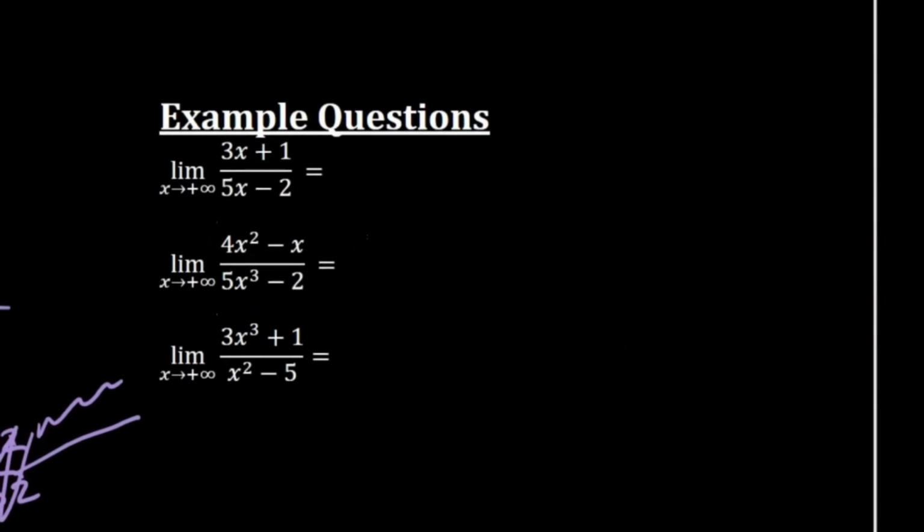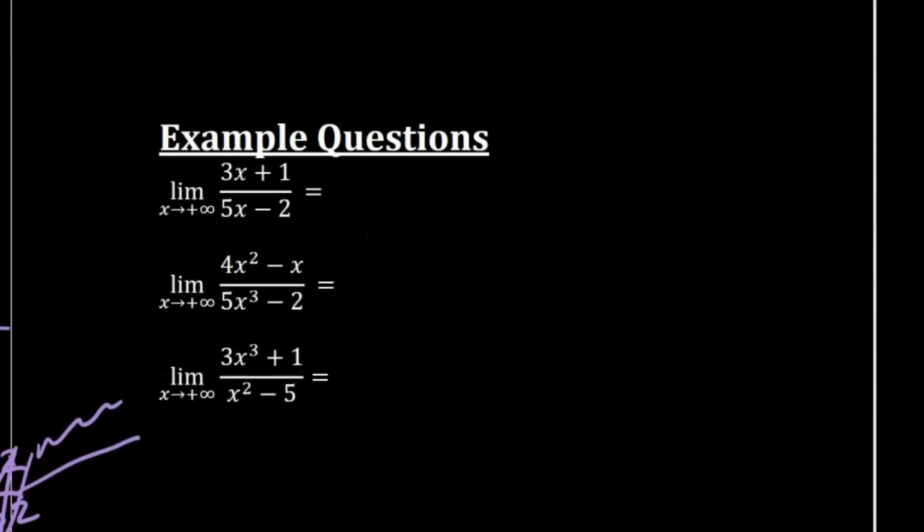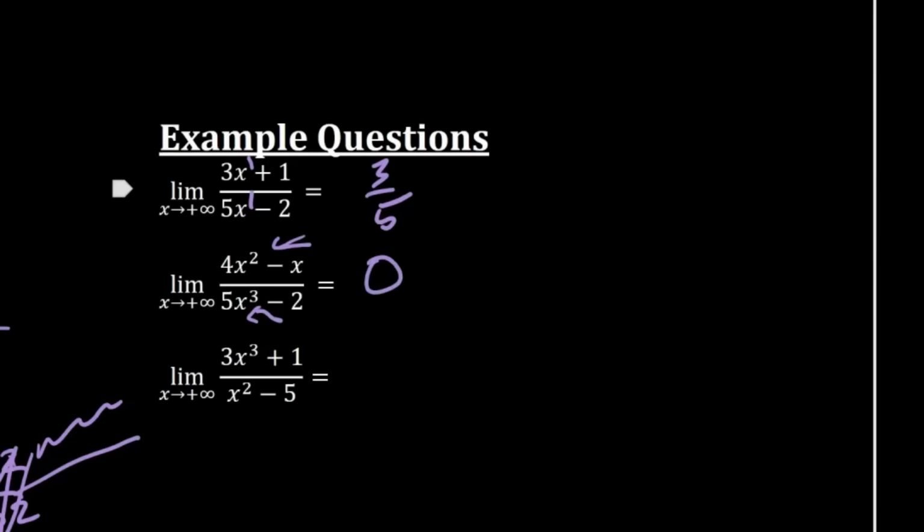Let's take a look at some example questions here. Take a second, see if you can solve these. All right, the first one, the degree on the top is 1 and the degree on the bottom is 1. We can use our rules. This will become 3/5. Next one, the degree on the bottom is larger than the degree on the top, so this is going to be 0. And the last one, this was going to be infinity because the degree on the top is larger than the degree on the bottom. Bang, bang, bang, and we are done.